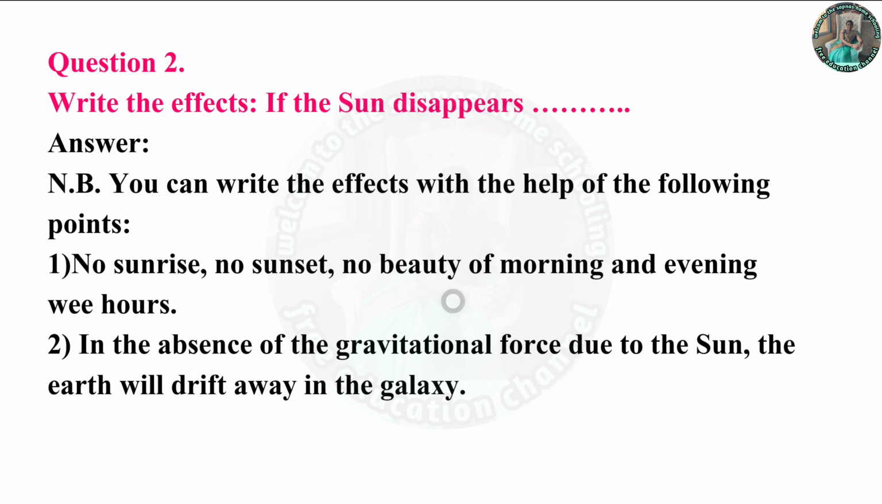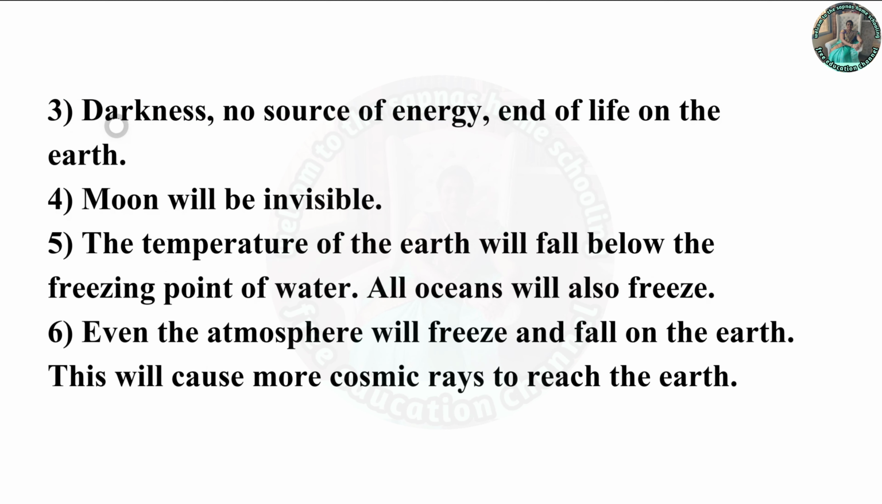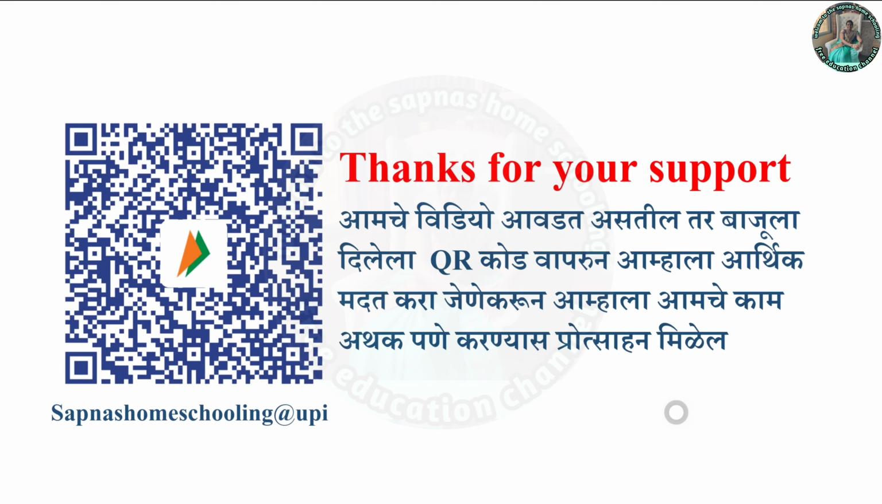No sunrise, no sunset, no beauty of morning and evening that we see. In the absence of the gravitational force due to the sun, the earth will drift away in the galaxy. Darkness, no source of energy, end of life on the earth. The moon will be invisible. The temperature of the earth will fall below the freezing point of water. All oceans will also freeze. Even the atmosphere will freeze and fall on the earth. This will cause more cosmic rays to reach the earth.